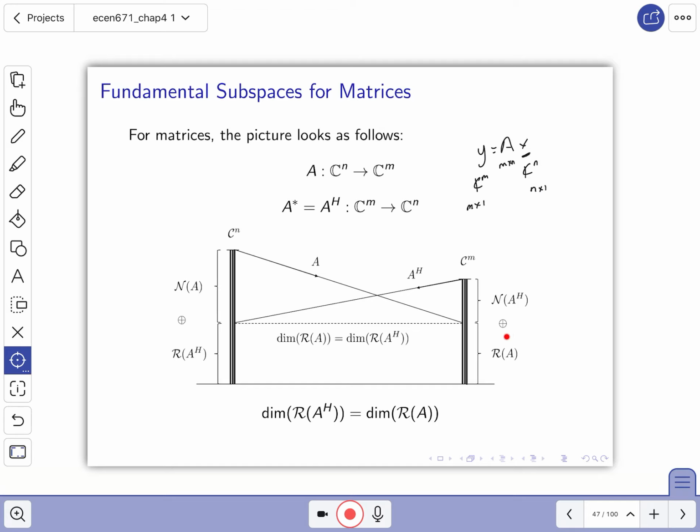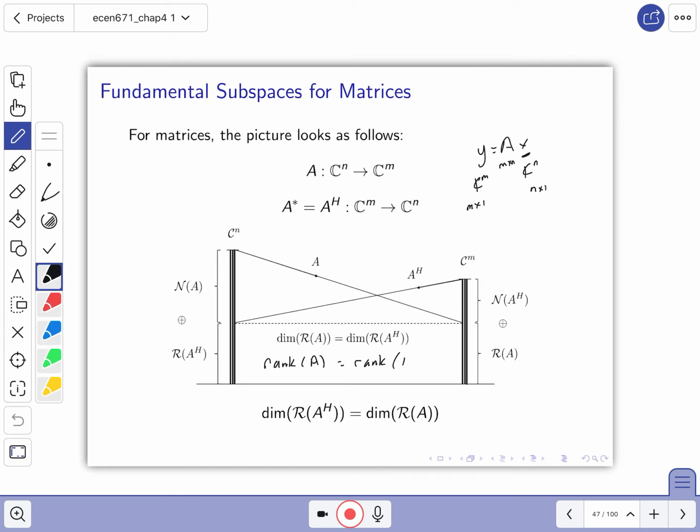Okay, so in this case, again, we have the fact that C^m can be decomposed as the orthogonal decomposition of the range space of the matrix A and the null space of A^H, because, of course, the adjoint of a matrix is the Hermitian. And similarly, C^n can be represented as an orthogonal decomposition of the range space of A^H and the null space of A. And the dimensions of the two range spaces are equal. We haven't defined rank yet, but in fact, this will imply that the rank of A is equal to the rank of A^H. And we'll see that here in a little bit.